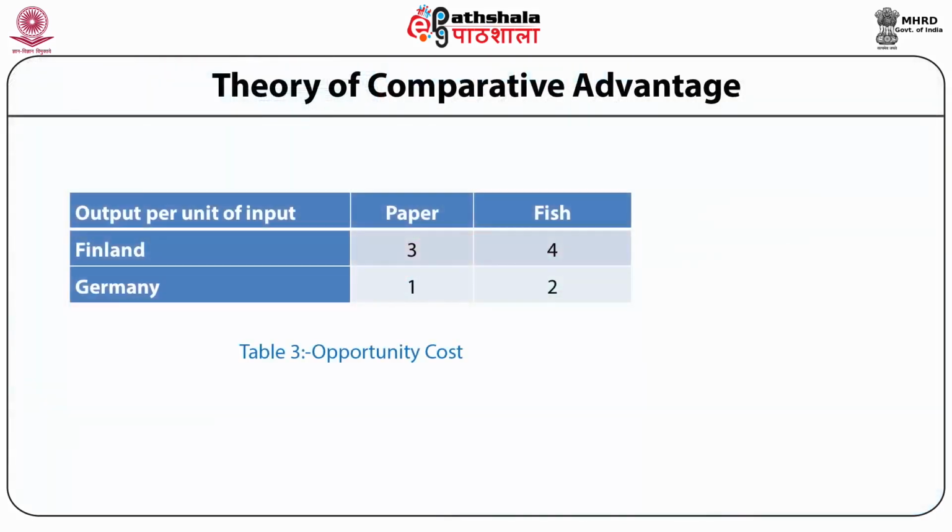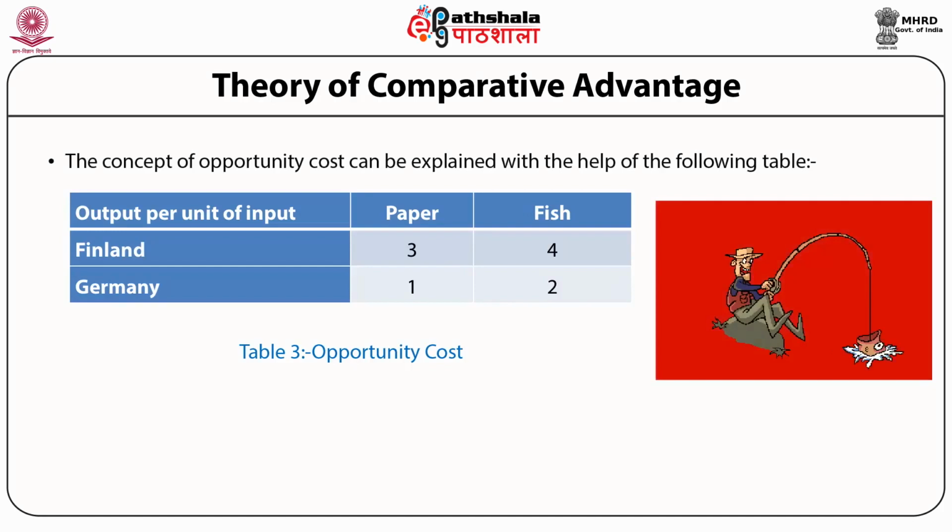Table number 3 explains the concept of opportunity cost with the help of the following table, where it describes the 2x2 matrix of output per unit of input for paper and fish. If Finland is producing paper, its output is 3, and for fish, its output is 4. Whereas for Germany, for paper, it's 1, and for fish, it's 2. In this example, we assume that two countries, Finland and Germany, produce paper and fish.